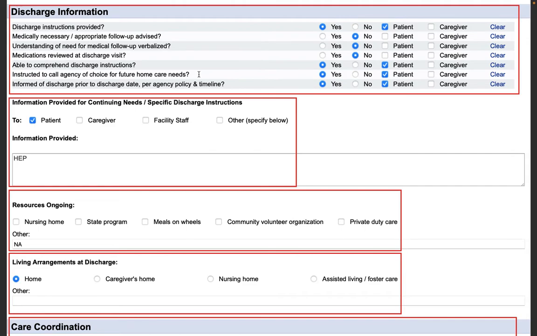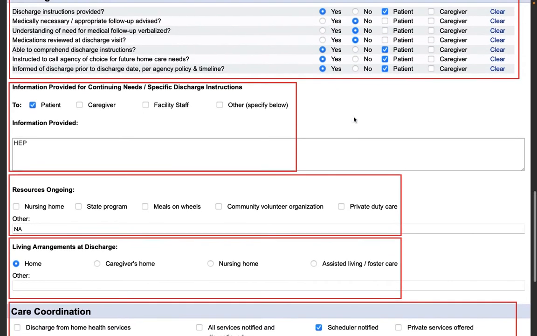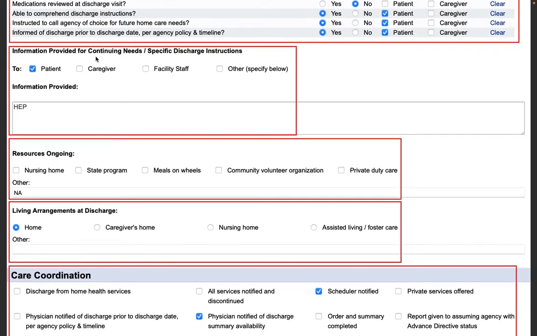Did you let the agency know? Did you talk with a nurse? You'll need to address these appropriately. Information provided. If we did not provide a home exercise program, we're probably not doing our job. So information provided, we always need something here. Home exercise program at a minimum.